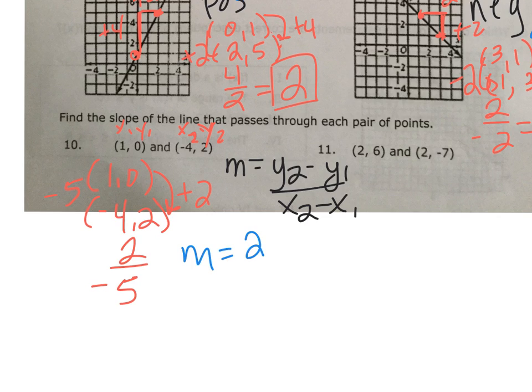2 minus 0 over negative 4 minus 1. You can put the whole thing into your calculator. Do control divide. It'll give you a fraction template. Put 2 minus 0 in the numerator, negative 4 minus 1 in the denominator, and it will tell you negative 2.